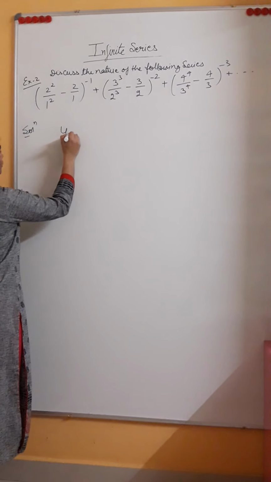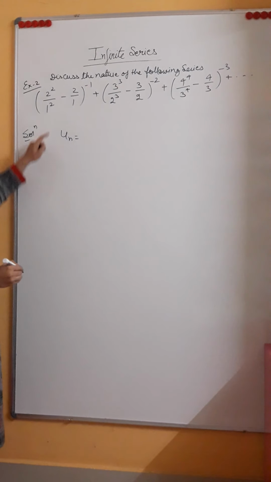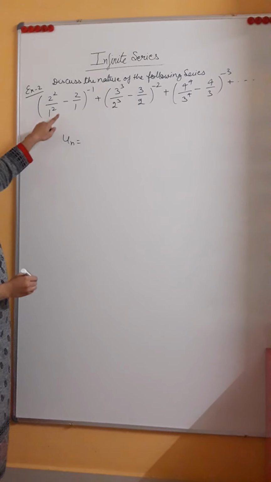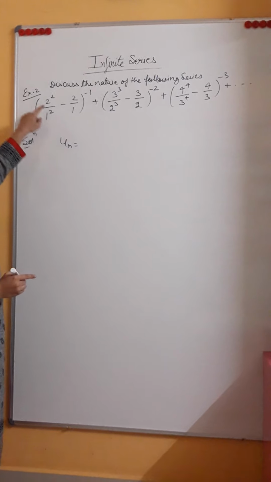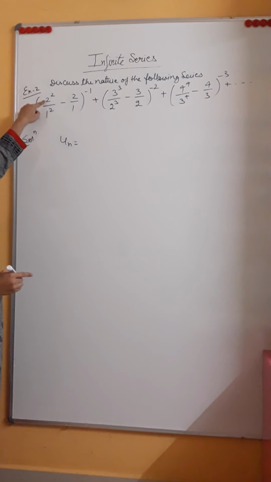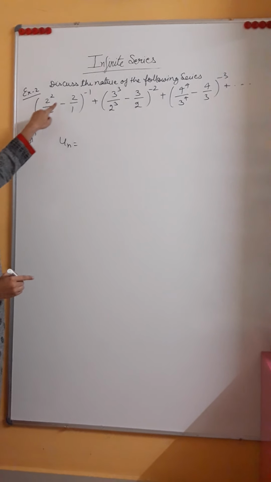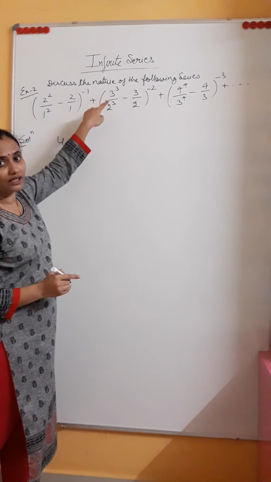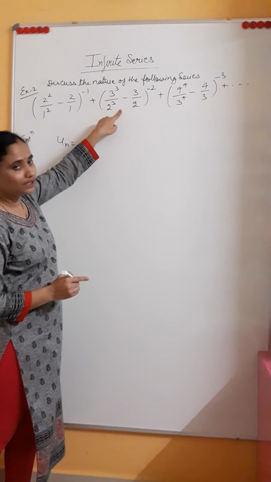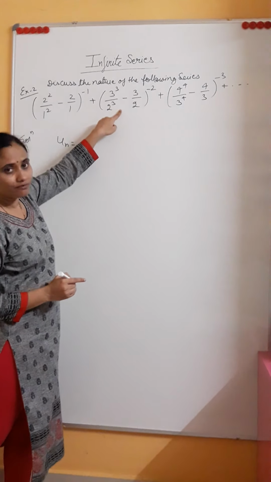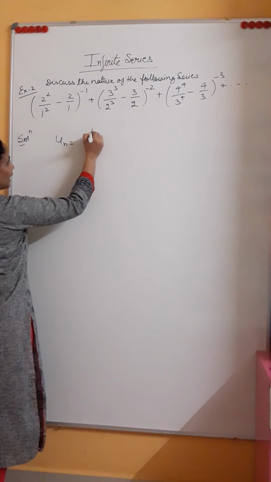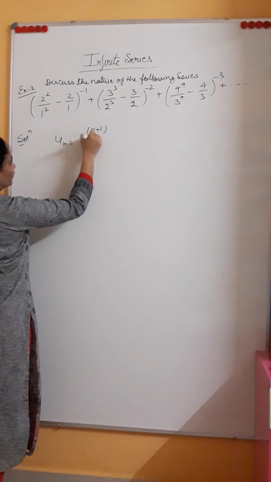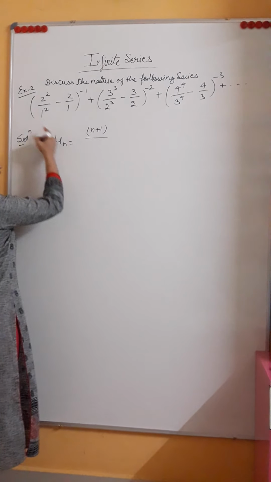So how to write the nth term? Check the pattern how it is going. If it is the first term, then it is 1 plus 1 by 1, and the same is there. If it is the second term, 2 plus 1. That means whatever term we are taking, we have to take plus 1. So I am taking the nth term, so I have to take n plus 1 divided by n.